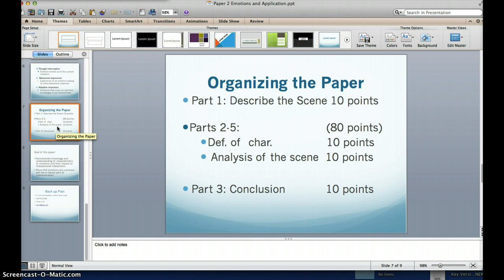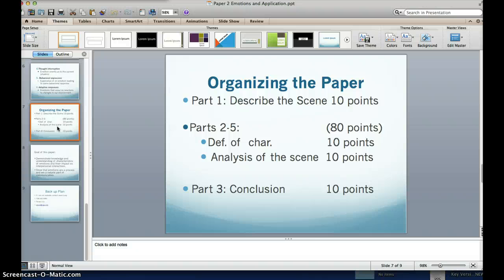So, now that you've watched the film, you have an understanding of what the 6 characteristics of emotions are. You will write your paper. So I'm going to recap for you how the paper should be organized. The paper should be written in 6 brief parts. Part 1 should describe the scene or scenes from the movie. Again, I recommend just using one scene.